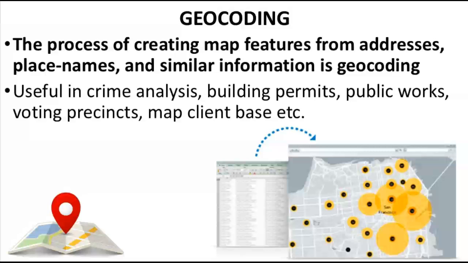In geocoding specifically, we refer to the process of creating map features from addresses, place names, and similar information as geocoding. Geocoding is also useful in crime analysis, citing building permits, planning public works, voting precincts, and following a map client base as well.